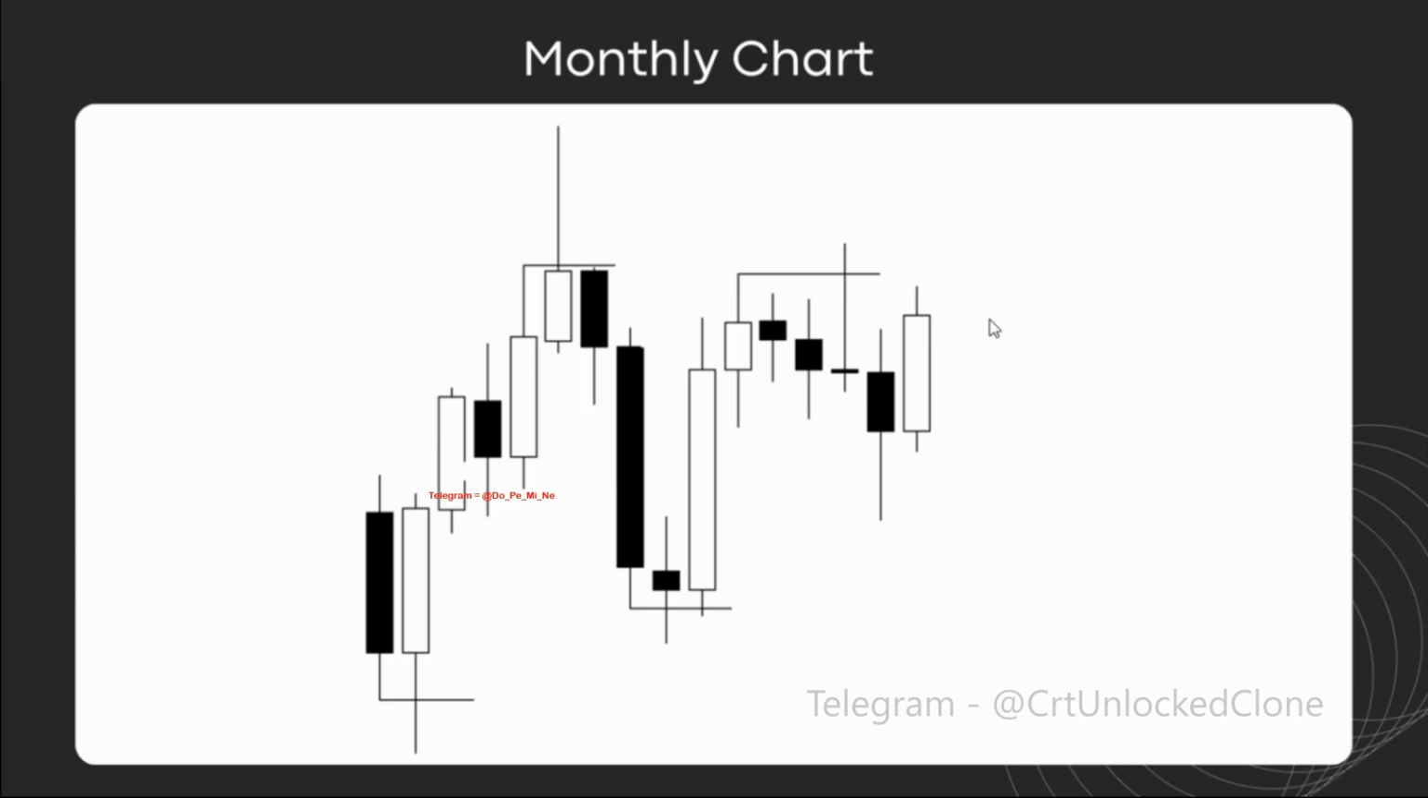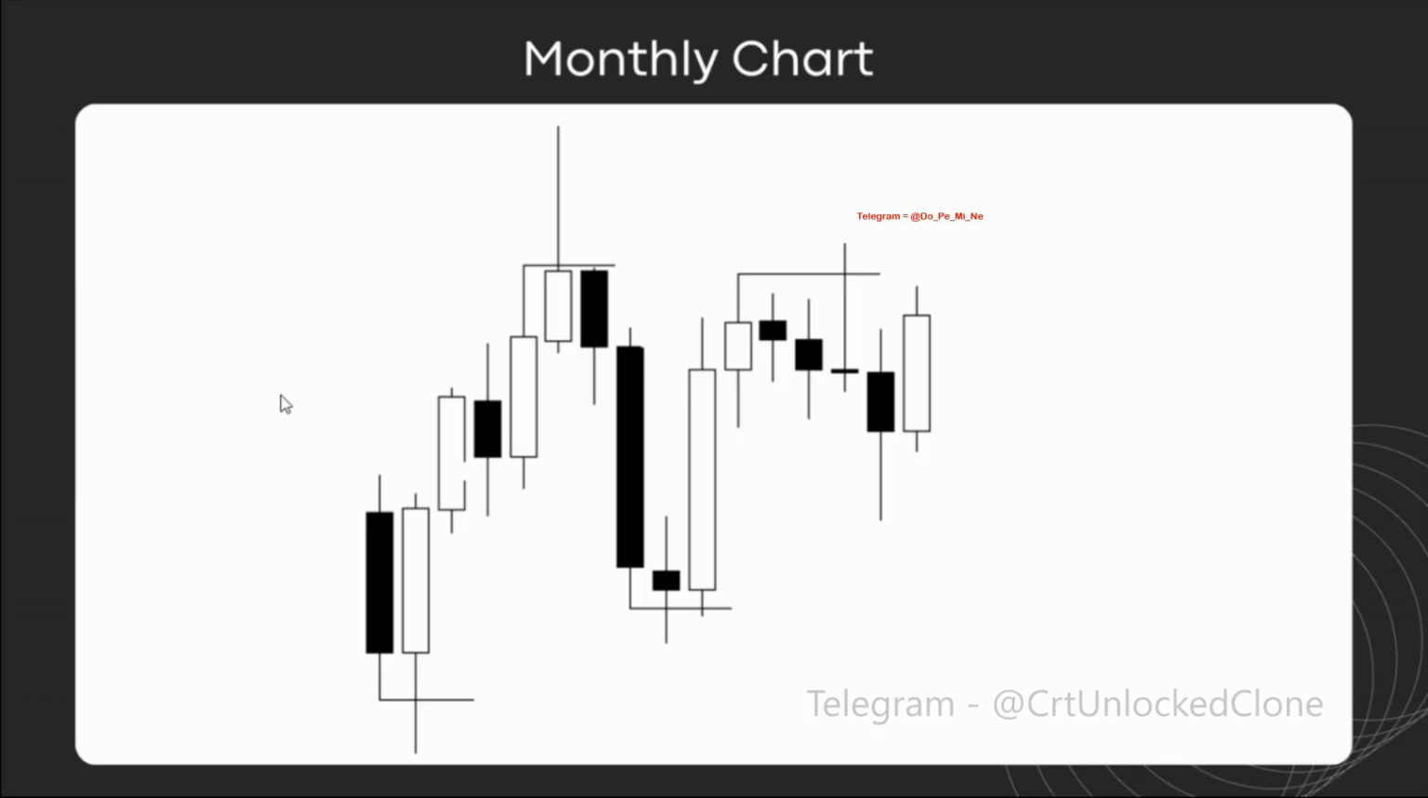Now the monthly chart is the first one that you're going to start analyzing with, right? It doesn't matter if you're a swing trader, a short-term trader, or any trader, you're still going to start off with the monthly chart to find and determine your directional bias, and you're going to do that with different concepts which we'll discuss. But at the same time, the monthly chart is going to give you conviction in your directional bias and your draw on liquidity.